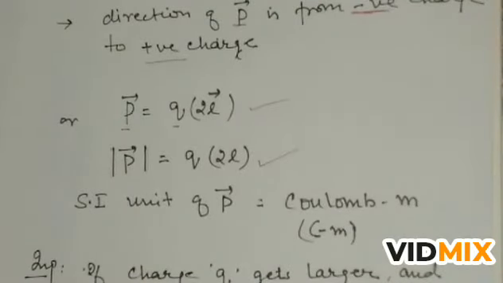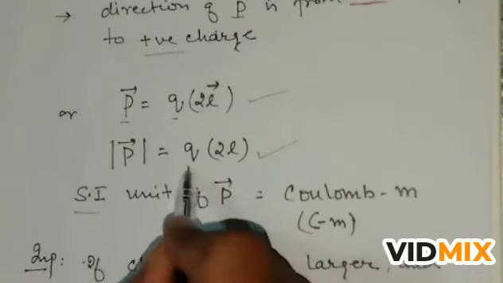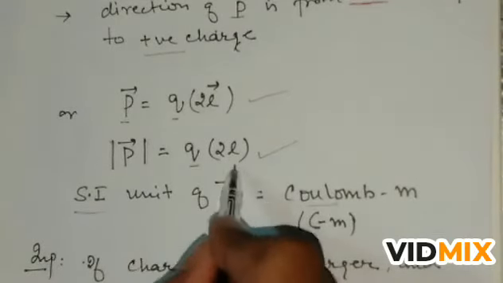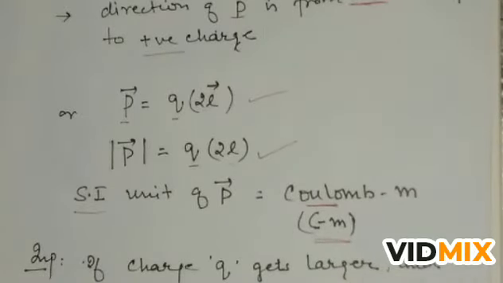So according to the formula, what is the SI unit of dipole moment? The unit of charge is coulomb, and the unit of distance is meter. So the unit of dipole moment in SI system is coulomb meter, and we can write it like this: C and M. C for coulomb and M for meter.